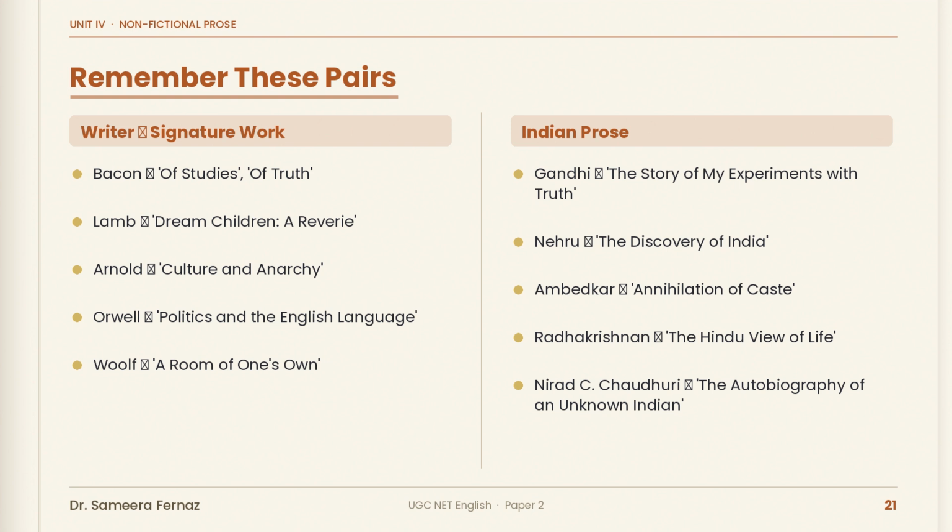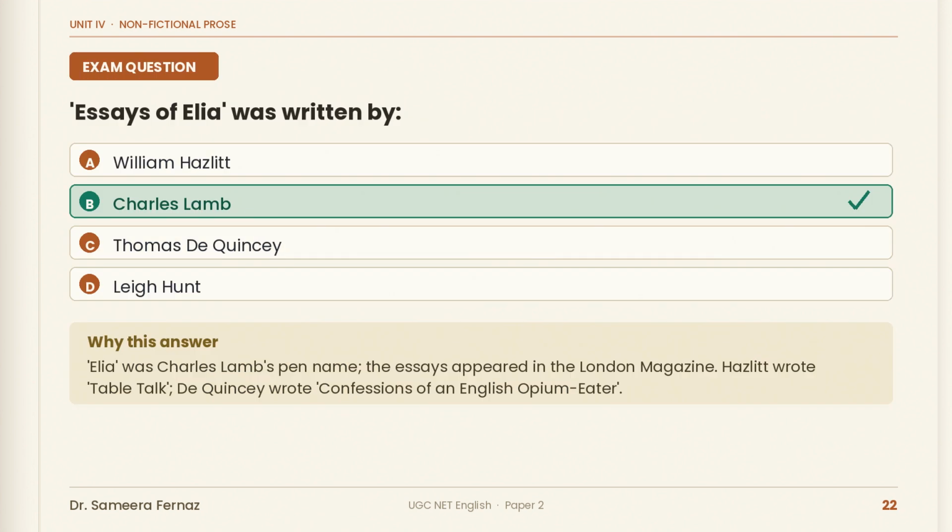And Neeraj Chaudhary wrote The Autobiography of an Unknown Indian. Question: Essays of Elia was written by whom? Option 1, William Hazlitt; option 2, Charles Lamb; option 3, Thomas De Quincey; option 4, Leigh Hunt. The answer is option 2, Charles Lamb. Elia was his pen name and the essays appeared in the London Magazine. Remember that Hazlitt wrote Table Talk and De Quincey wrote Confessions of an English Opium Eater.